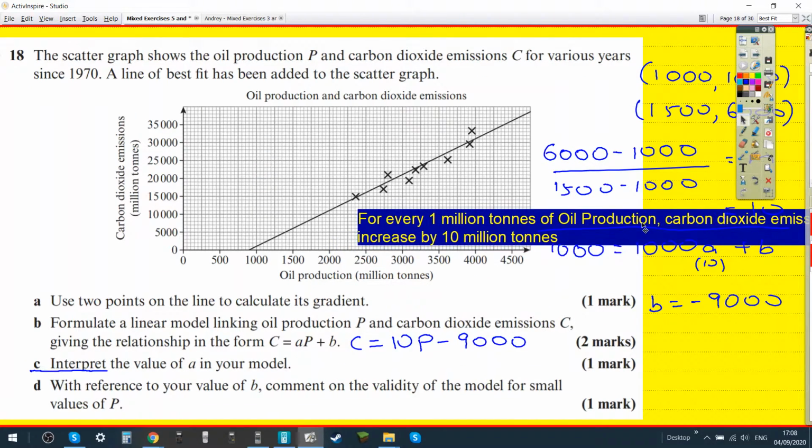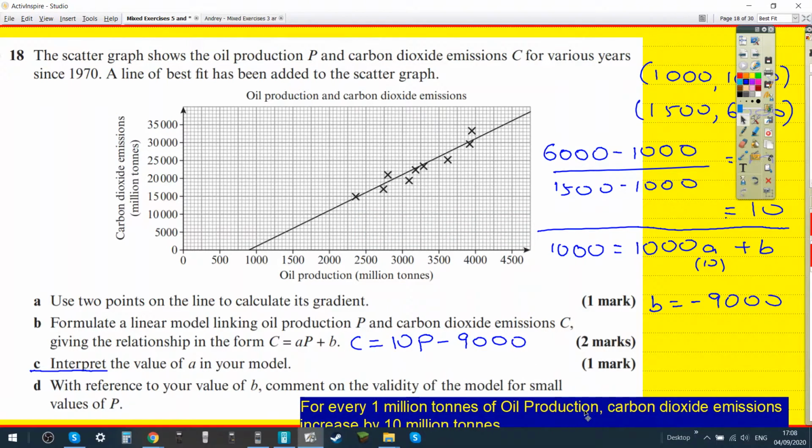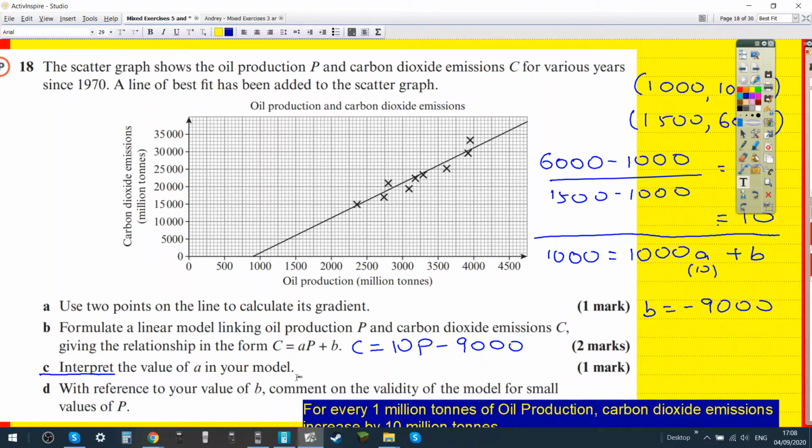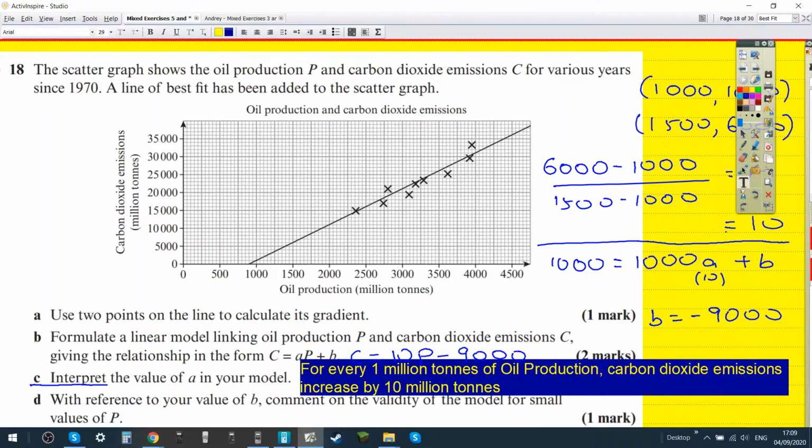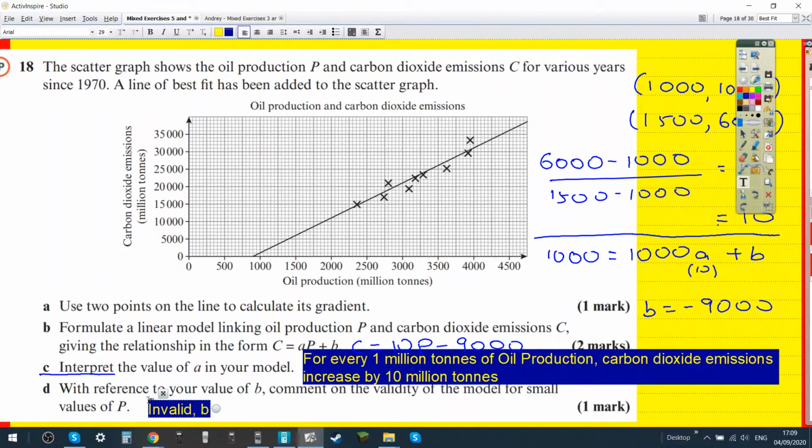Okay, how about B? I like part D. So I think I need to say something like it's not very valid for small values of P because the answer is negative. Yes. So let me just put that there. And then, yes, invalid because B would be negative, which would be impossible. Okay, so that's 18.